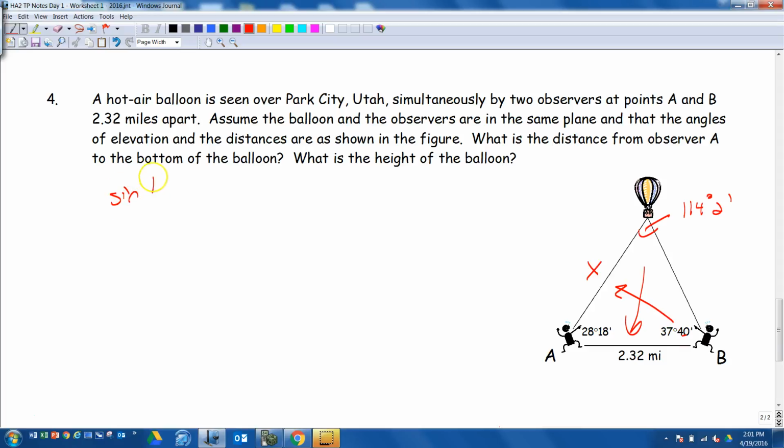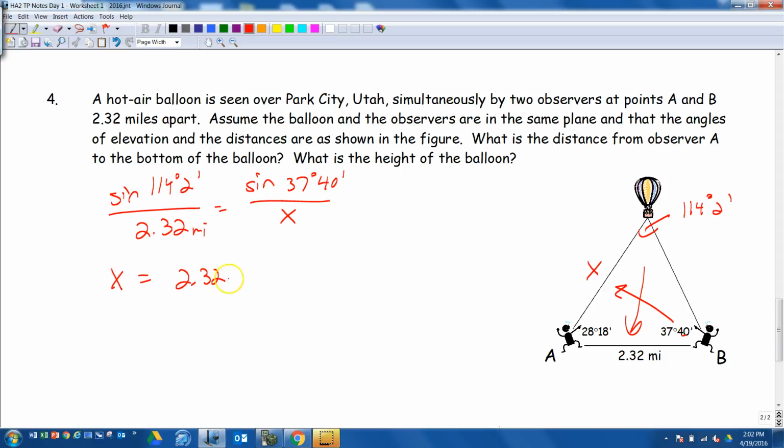So sine of 114 degrees 2 minutes over 2.32 miles, not that that matters at this stage right here, equals sine of 37 degrees 40 minutes, because that's what the x is across from, over x. So you cross multiply, you get x is equal to these two things multiplied all over sine of 114. Okay? Then you type all that in, make sure you're in the correct mode, and you get x is approximately 1.552 miles.